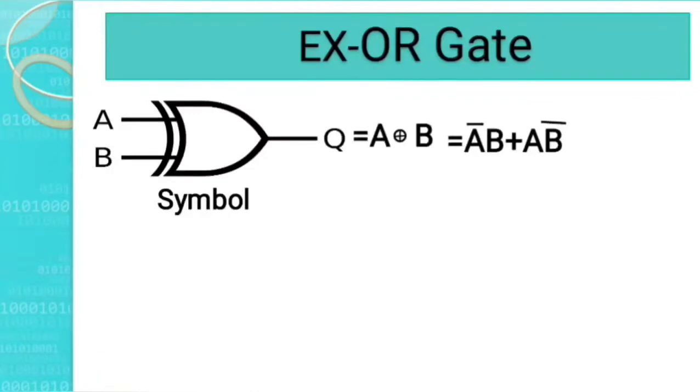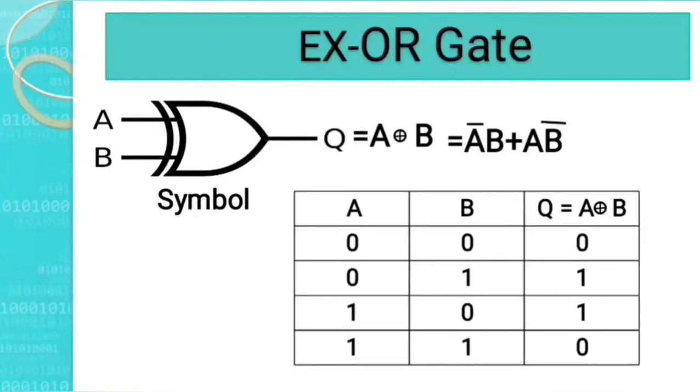The next gate is XOR gate. XOR gate is also known as exclusive OR gate. Here A and B are inputs and Q equals A XOR B equals A complement B plus A B complement is output. Output of XOR gate is low only when all inputs are same. If inputs are different, output is high.